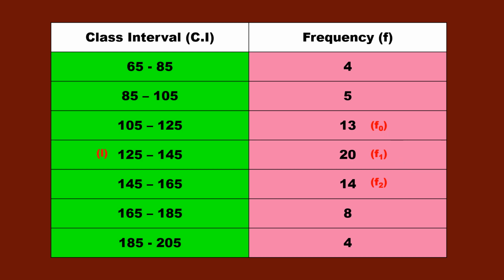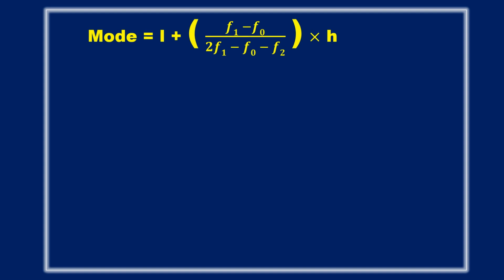Okay, now these are the values which we want in our mode formula. So the highest frequency is your F1. Wherever F1 is there, that class is called the modal class. Now its lower limit will be L. So before F1 we have F0, and after F1 we have F2. Now take these values and substitute in your mode formula and find out the mode. Here is your mode formula. Mode equals L plus F1 minus F0 by 2F1 minus F0 minus F2 into H.